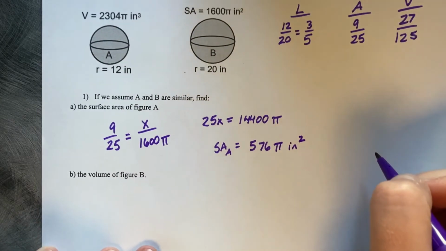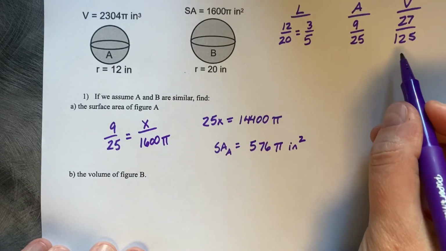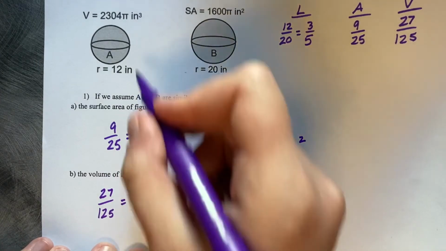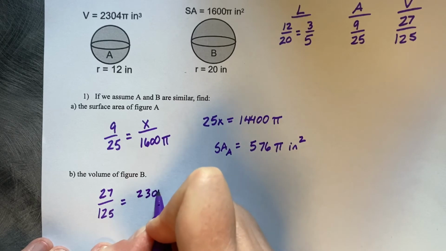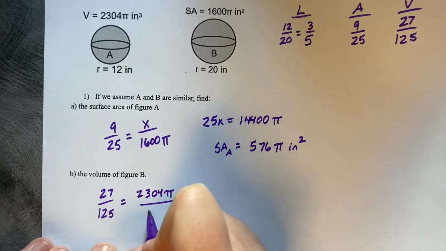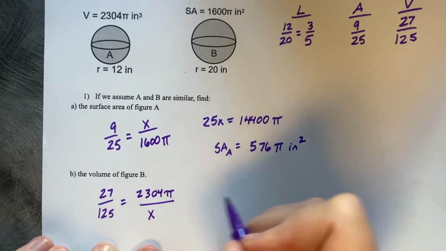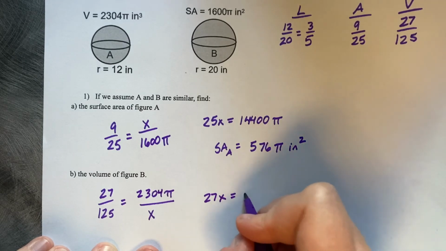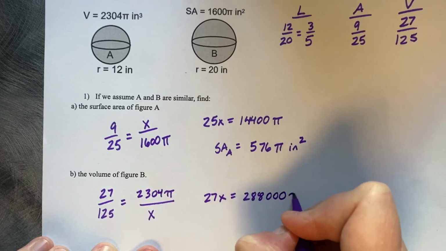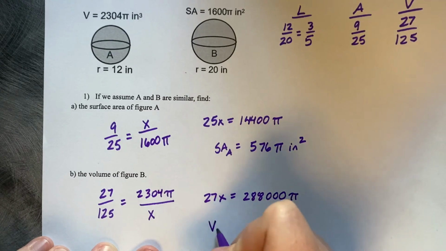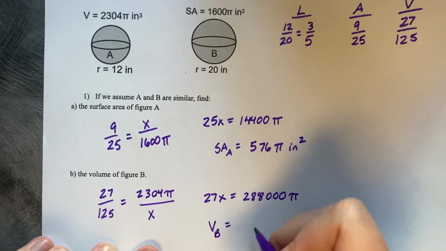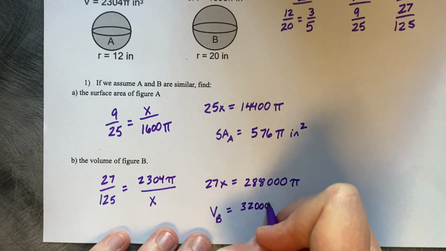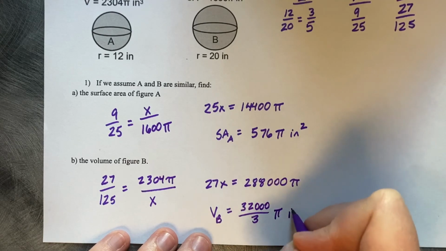What is the volume of figure B? For volume, we're going to use our volume relationship, 27 to 125. Figure A's volume is 2,304 pi, divided by the unknown volume of figure B. Cross multiply: 27x equals 125 times 2,304 pi, which is 288,000 pi. Divided by 27, so the volume of figure B is, and let's leave it as a fraction, we don't need to take it to decimals, 32000 divided by 3 pi inches cubed.